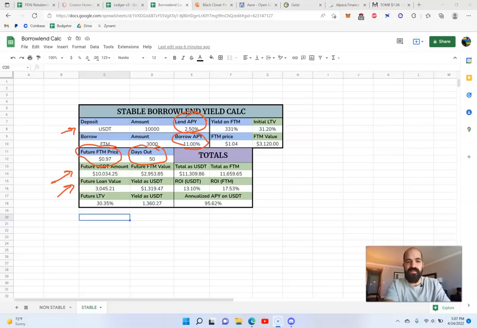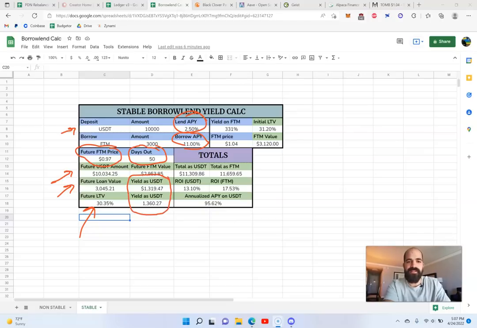So the future Phantom value is actually like this. Phantom value just means the price times the amount of Phantom, right? That's it. Now the future loan value means the future price times the amount of Phantom plus the interest you have to pay back. So that's why it's that much money. Future LTV, 30.35%. Okay, cool. It went down. No big deal. It's actually better for us. It's a healthier loan.